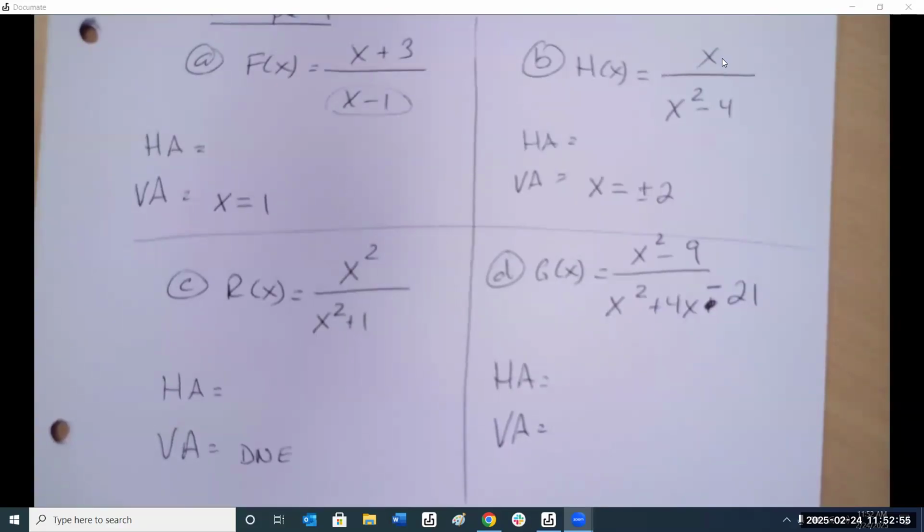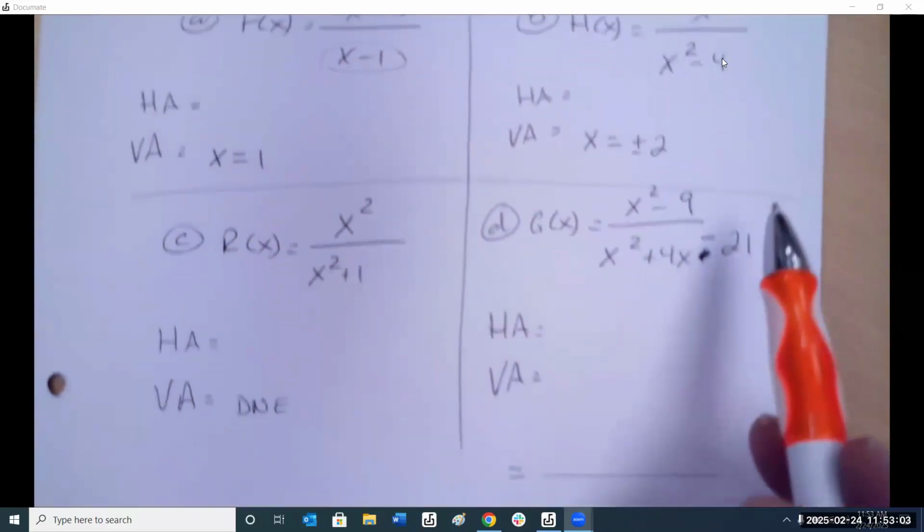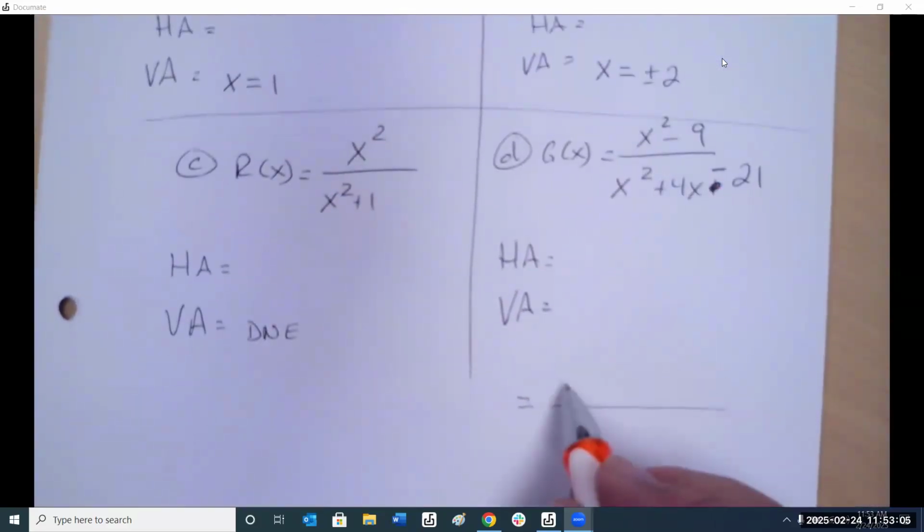Okay, D will have to do some work. On the top, x squared plus 9, what does that factor out into?